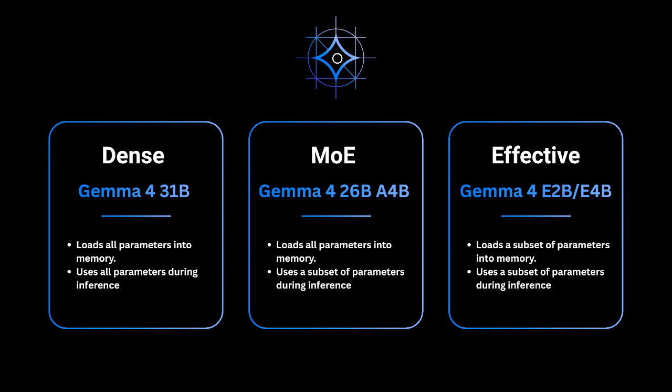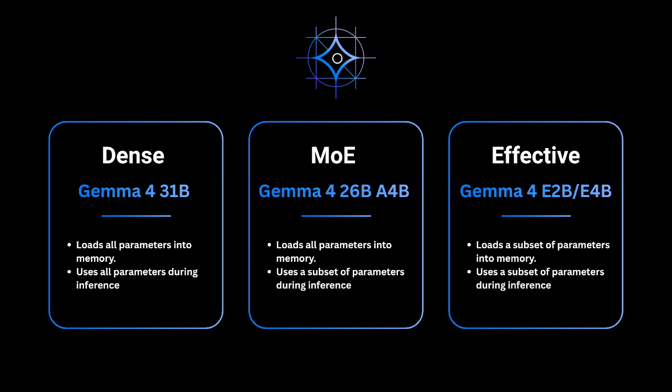The latest Gemma 4 model released by Google comes in three variants. We have the dense model, the MOE model, and the effective model. The dense model is obviously the most high performance model. It performs very well across all benchmarks, but it has a couple of drawbacks. First of all, it's not very memory efficient and it's not very compute efficient as well.